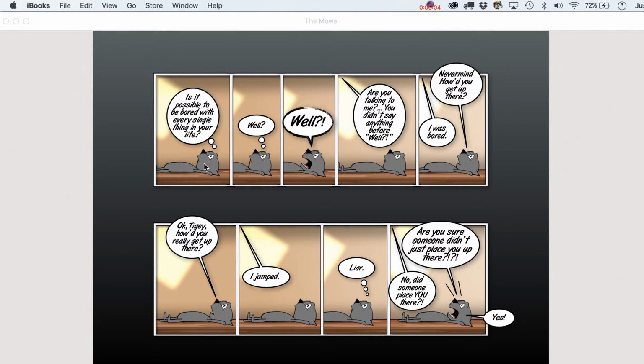So here's the cat thinking, "Is it possible to be bored with every single thing in your life?" Sort of posing this question to whatever God might be listening, right? And then you get a response that is, "Are you talking to me? You didn't say anything before." So if you actually go back and read, this is the only thing he's actually said. "Never mind. How'd you get up there?" Of course, I was bored. And kind of going back to the beginning of this: boredom.